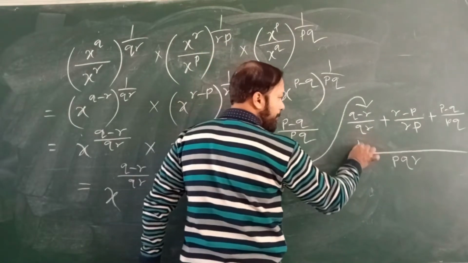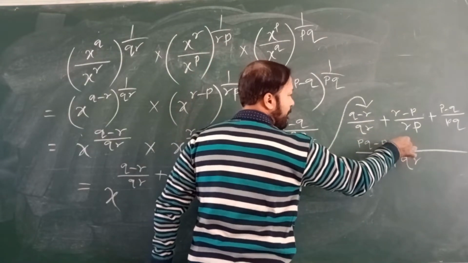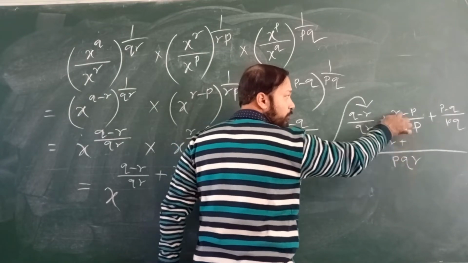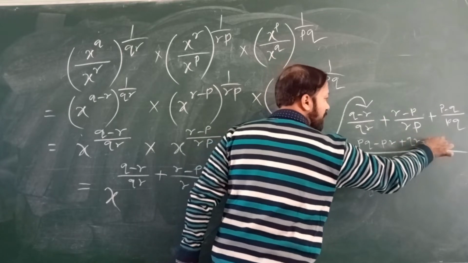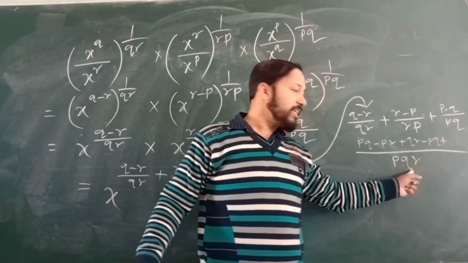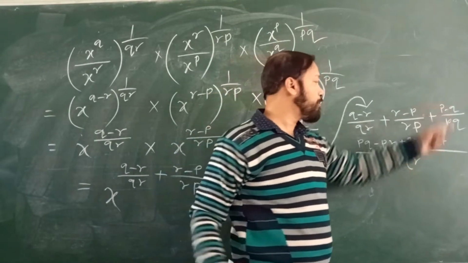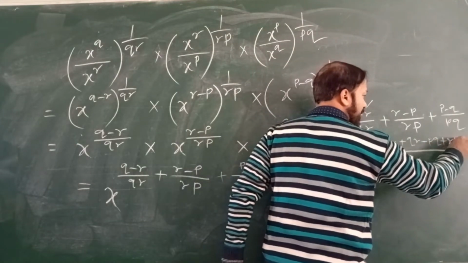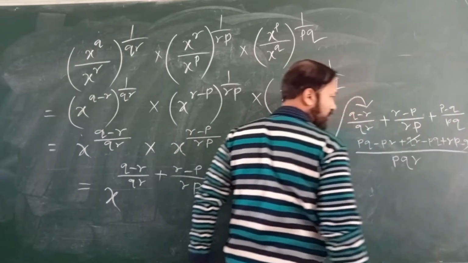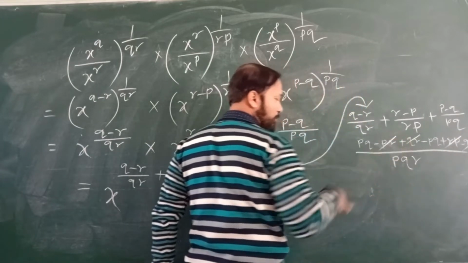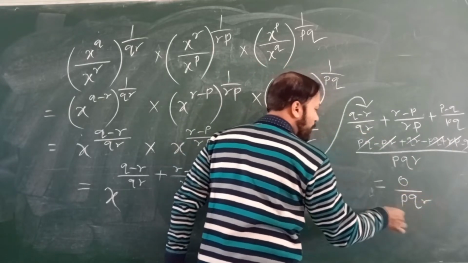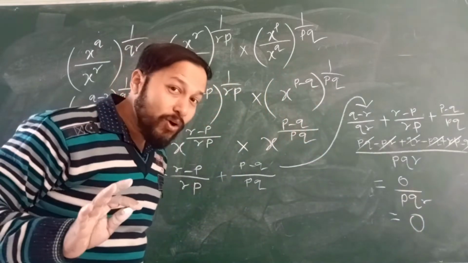So what you get is pq minus pr, plus, dividing PQR by RP, you get Q, so Q into R minus P, that is qr minus pq, plus dividing by PQ you get R, so R into P minus Q, that is rp minus qr. So plus qr minus qr cancelled, plus rp minus pr cancelled, plus pq minus pq cancelled. So 0 by pqr, and 0 by pqr means 0.